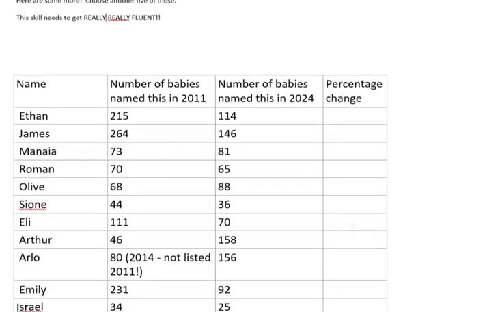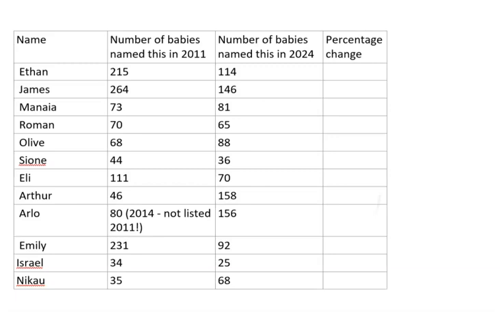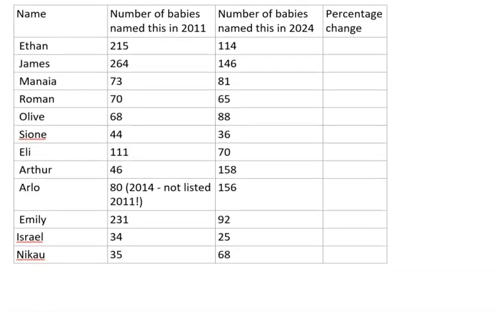Because this is such an important skill, I'm going to make you do 5 more of these. So here's a bunch more names. Some of these are names of people I've taught, and some of them are names of my kids' friends. And one that I found really funny is Arlo. I don't know if you're watching this, but there was no Arlo recorded in 2011, but by 2014 it was up to 80, and now in 2024 there are 156 Arlos.